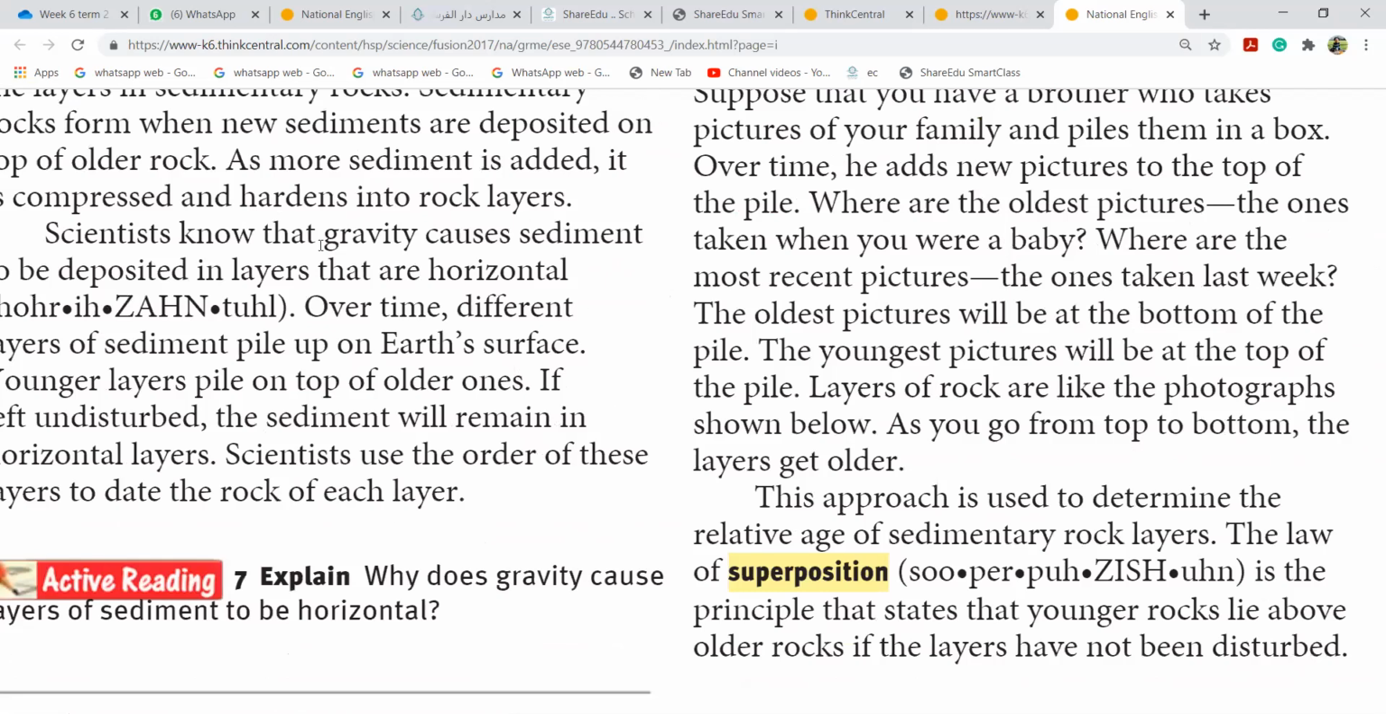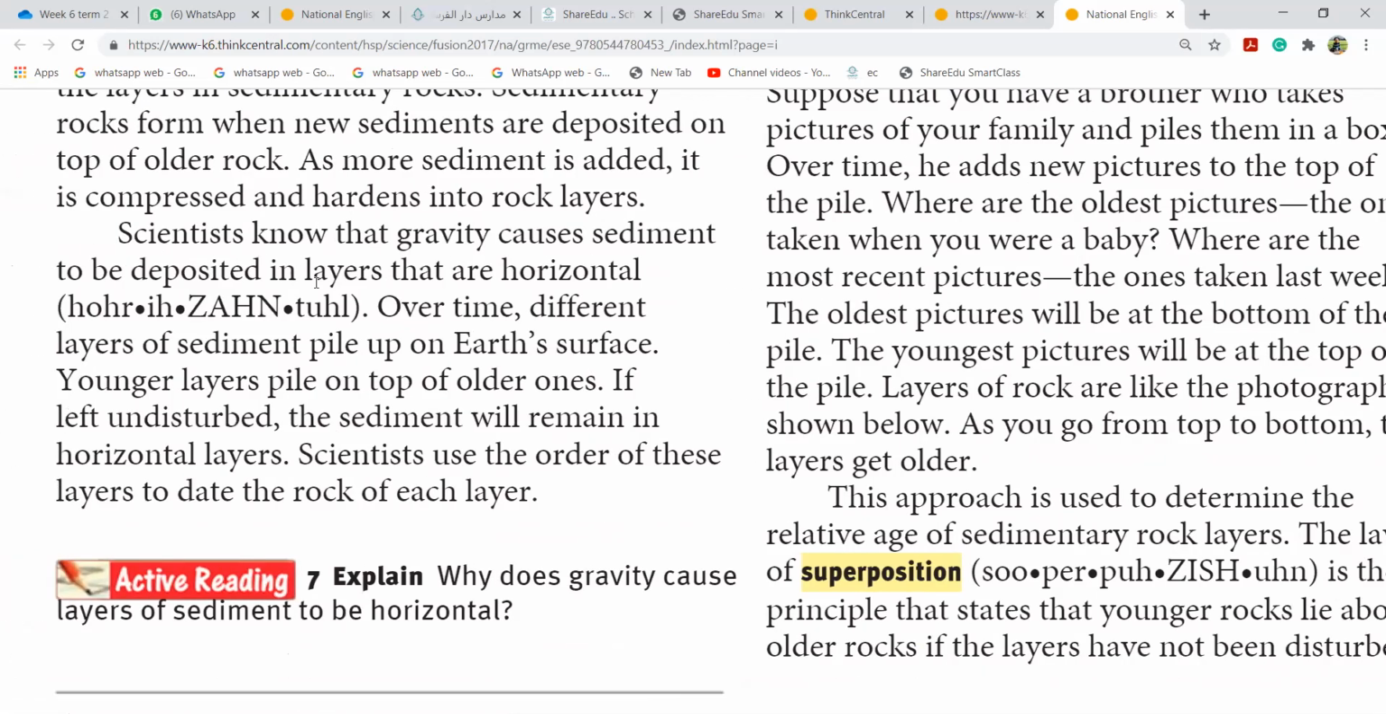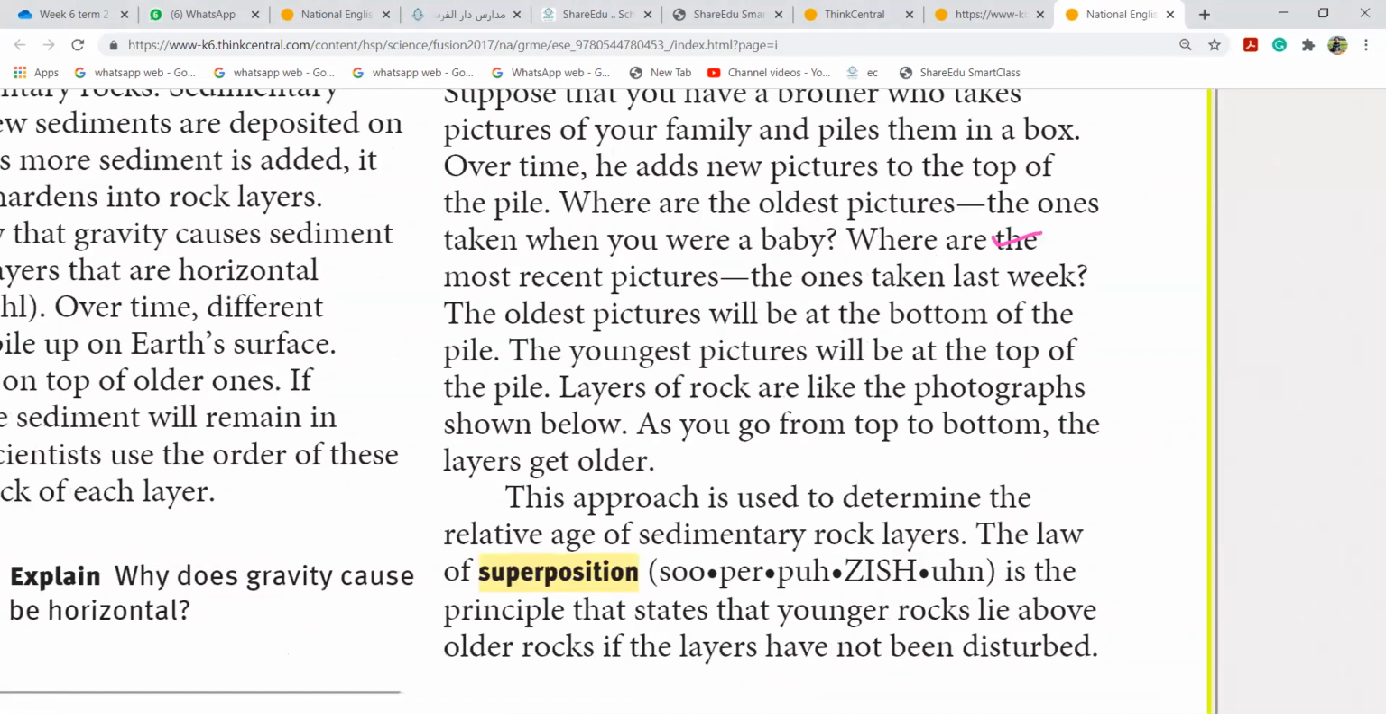Now, scientists know that gravity caused sediment to be deposited in layers that are horizontal. Over time, different layers of sediment pile up on Earth's surface. Younger layers pile up on top of the older ones. You know very well. You are the one who answered me this. If left undisturbed, the sediment will remain in horizontal layers. So scientists use this order to know the age of the rock.